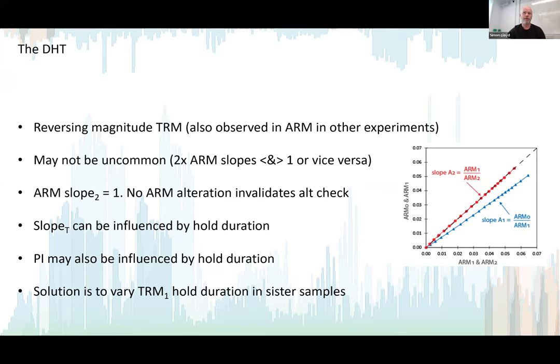And so we've identified that slope T can be influenced by hold duration. And so too, maybe then, can the paleointensity, although to a lesser extent, because the samples spend a lot less time at high temperature for that part of the experiment. However, a solution would be to vary the hold durations in the initial acquisition of the TRM in sister samples, and then you could determine the difference in the results and maybe limit the standard deviation of those.